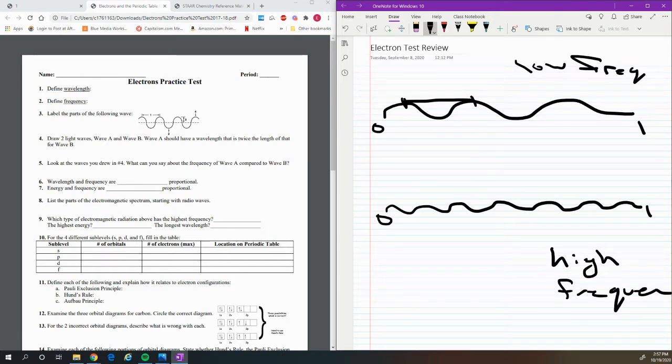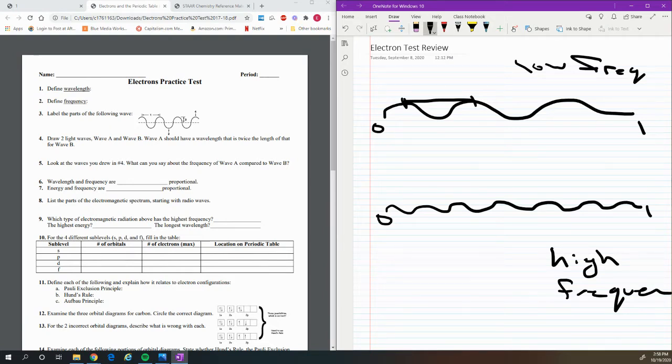Okay, now something that you might see on the test is, and it might be asking about direct and indirect proportions. Okay, so remember, direct proportion means if one is high, the other one is high. If one is low, the other one is low. Versus indirect proportion means if one is high, the other one is going to be low, so they'll be opposites.